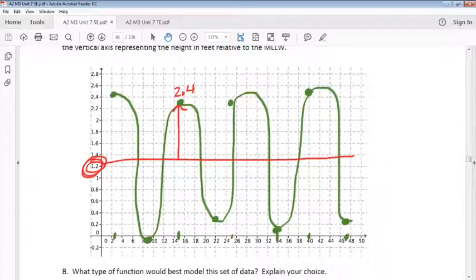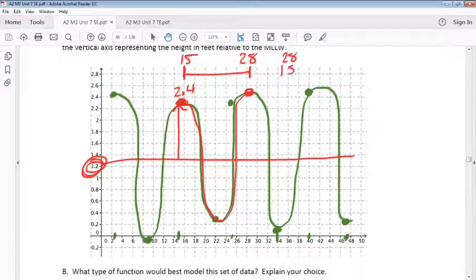So I like to go from max to max. So if this is my max, and I go to this max, what is that period? What is the distance from here to here? This looks like it's 15, and this one looks like it's, what is that, 28? So what do I get? I go 28 minus 15, and I get 13. So 13 is your period. Anything close to 13 is good, because guys, this is a rough estimate, really rough.